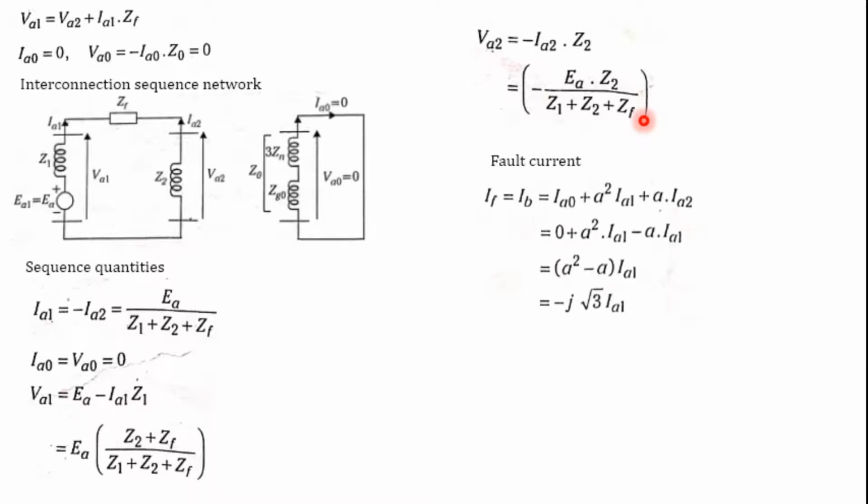But what we have to calculate? We have to calculate the fault current. So here there is a fault which is taking place between B and C. So we are assuming that there is a fault which exists either across B or C.